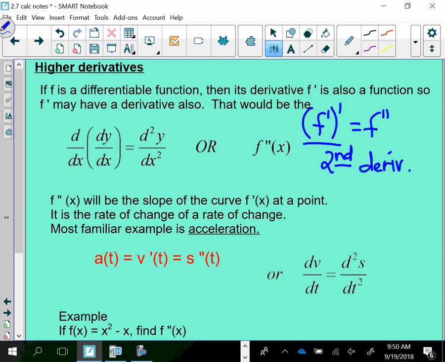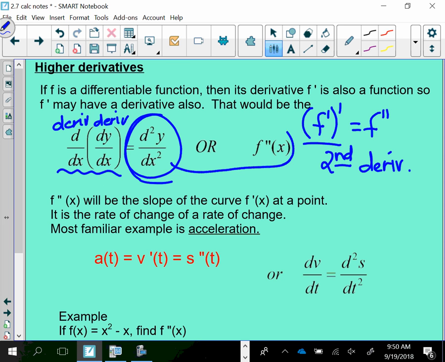Okay, we still got a function. We could have a third derivative. All right. Now, this notation, I took the derivative of the derivative. This is the derivative. This is the derivative of the derivative. So this is how we write the second derivative.